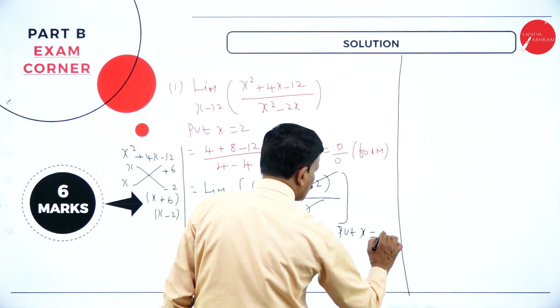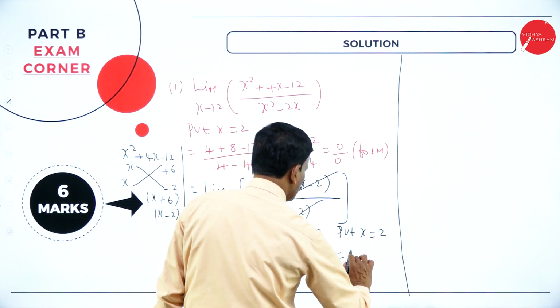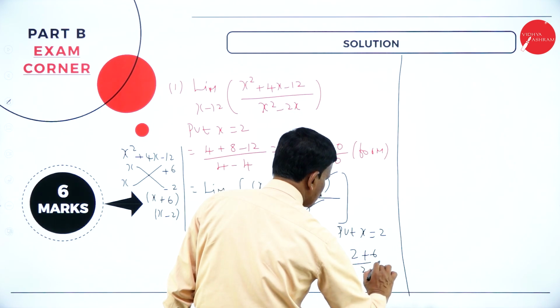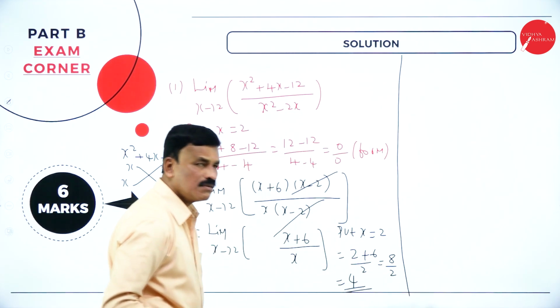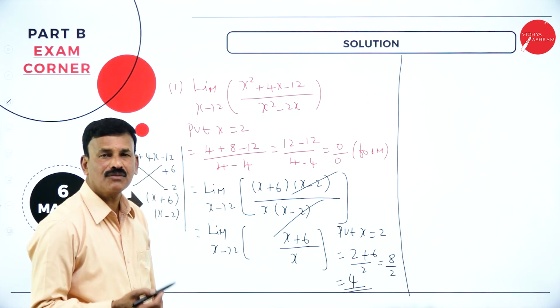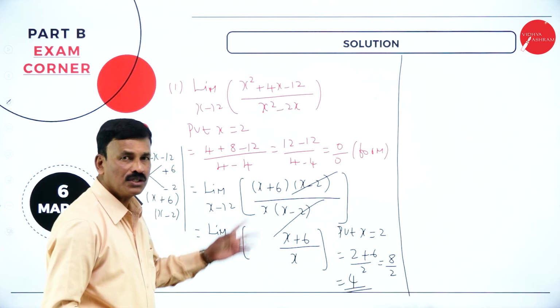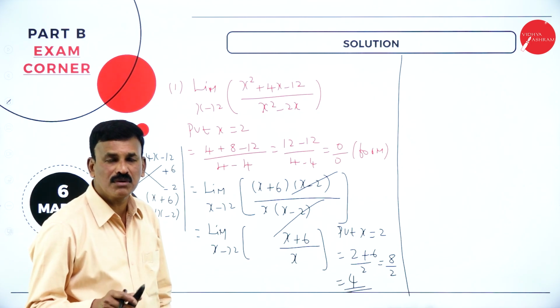If we put x is equal to 2, what you will get? 2 plus 6 divided by 2, that is 8 by 2, which is equal to 4. So the simplified answer is 4. That's it. Very simple problem. See here, if you do this much, you will get 3 marks for this.